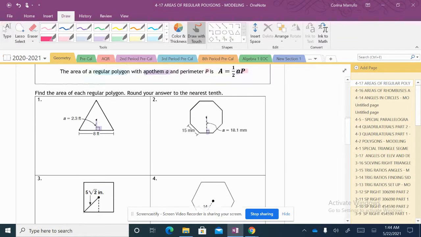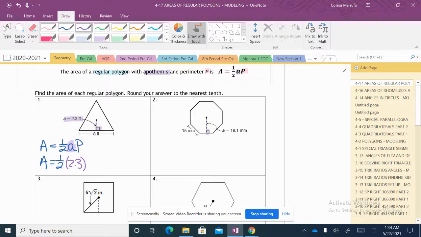So let's look here. It says find the area of each regular polygon, round your answer to the nearest tenth. So we're going to take area equals 1/2 little a times P. Little a is the apothem. In this case, our apothem is 2.3, so instead of a, I'm going to put 2.3. So area equals 1/2 of 2.3 times the perimeter. We're going to have to find the perimeter by adding all the sides. If this side's 8, remember it's a regular polygon, all the sides are 8. So our perimeter is going to be 3 times 8, because there's 3 sides and all of them are 8 each, which is 24. So that's what I plug in here instead of P.